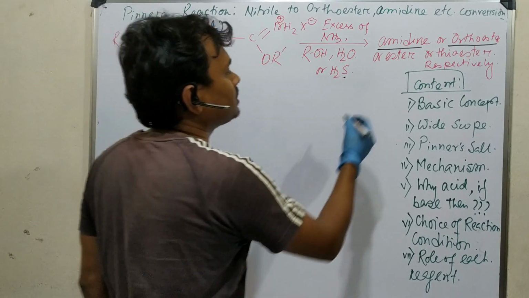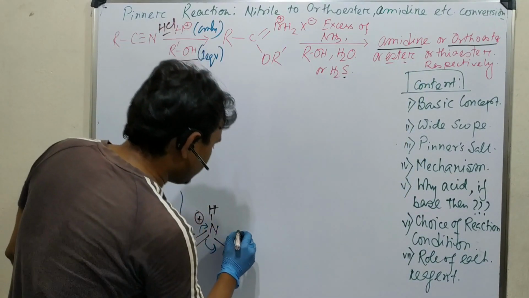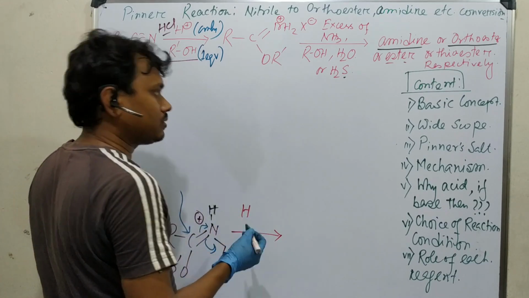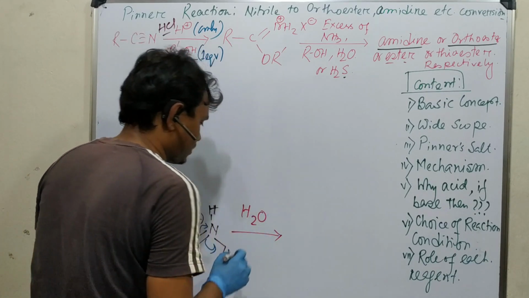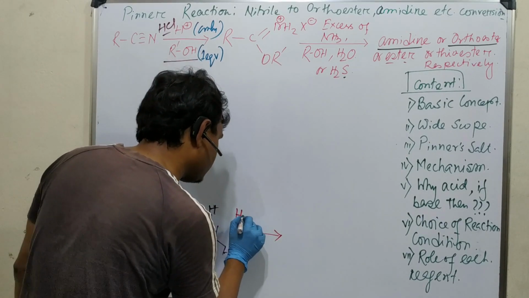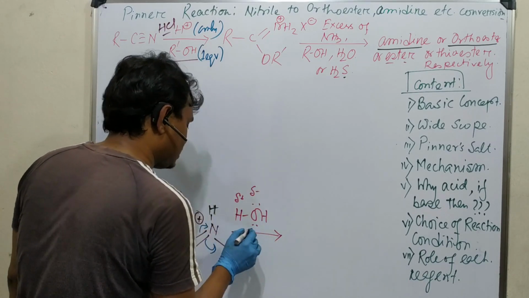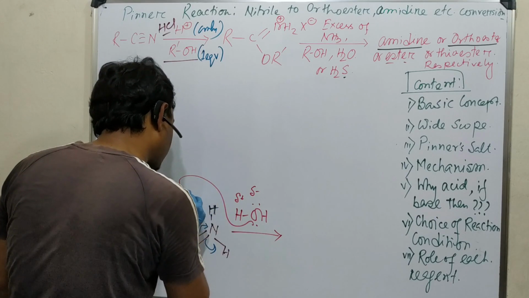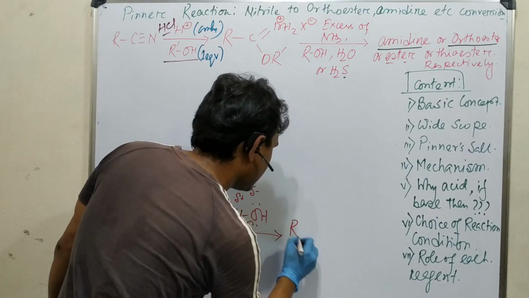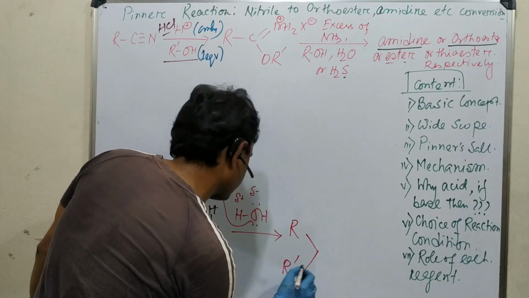Now let's come to how to prepare an ester. As I told, if you react this with water, what is expected to happen? And water, I always suggest that we should represent as HOH. This is the delta plus, this is the delta minus. So similarly, water will attack here, it will open. So ultimately what is the product? R, OR prime.